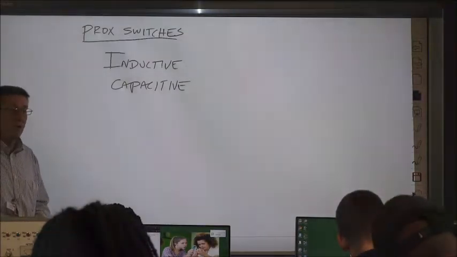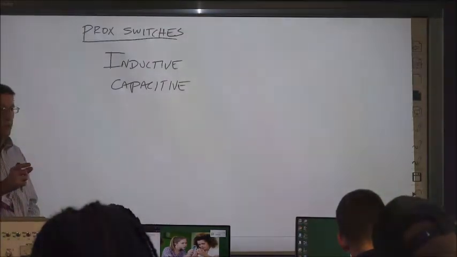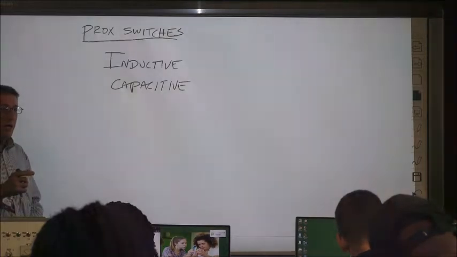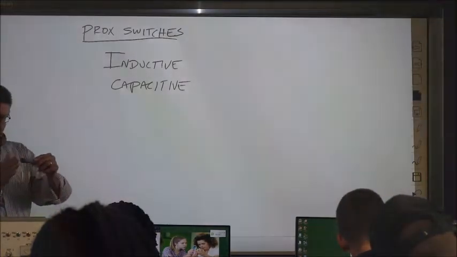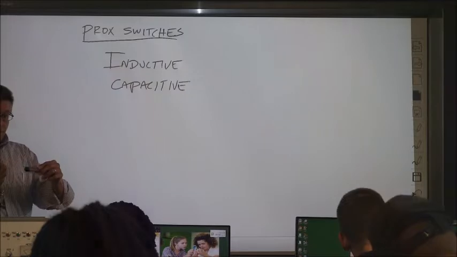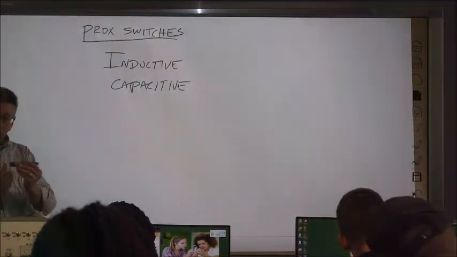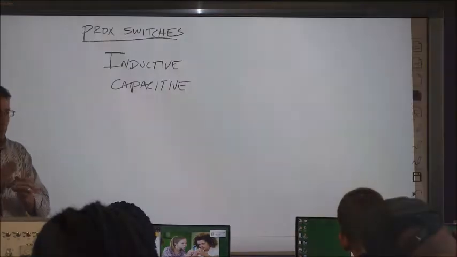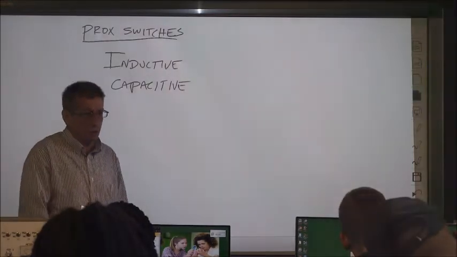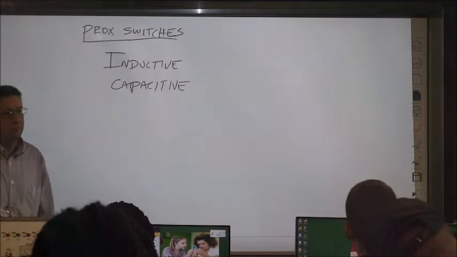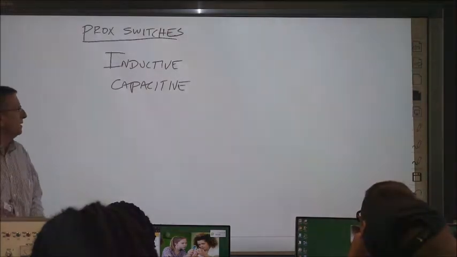That's right, real common. Or it gets replaced at some point, and the adjustment isn't right, it might be out of range, another common problem. Or it's too close to the part and it finally just rubs the head off of the prox switch and shorts it out. Yeah, very common, very common.